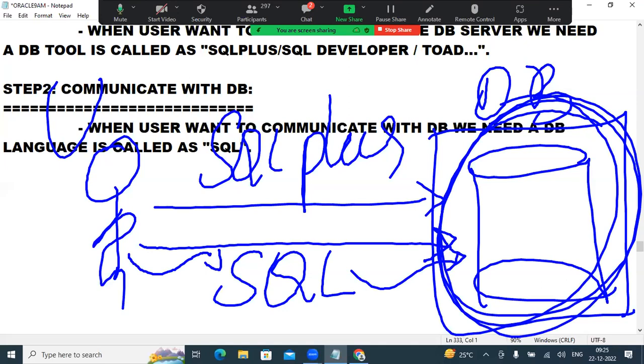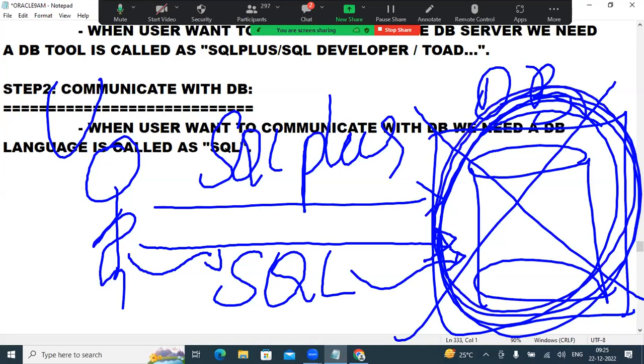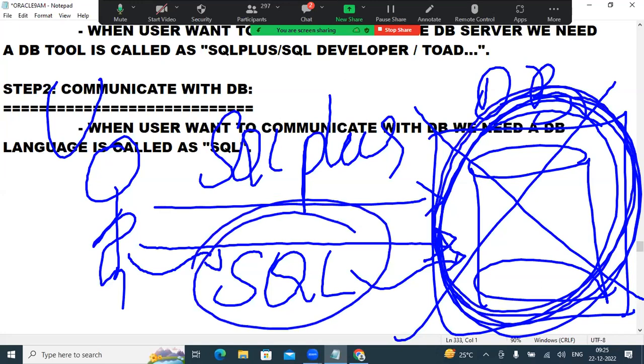Other than SQL language, if you send your requests in any other format, like C language, C++, Java, .NET, Python, the database server cannot respond. It doesn't accept your request and it shows some communication errors. So that is a problem here, because databases can only understand which language? SQL. So SQL language, they know.